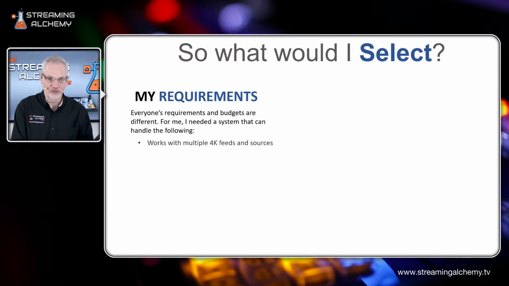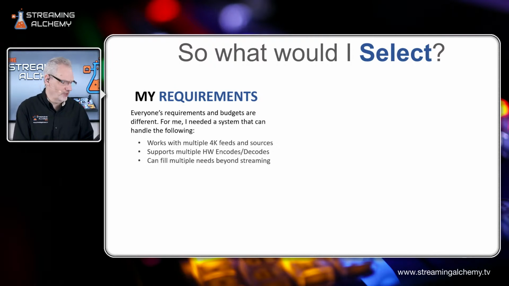For me, and the types of things we do, because we do a lot of experimental stuff around software development, we needed to be able to work with multiple 4K feeds and sources, cameras, video streams, other things. So that was part of my consideration. We're doing hardware encoding and decoding all the time, and software encoding and decoding comparatively, to match up to what we see on that. And that's in both 4K and 1080. So we needed to support that.